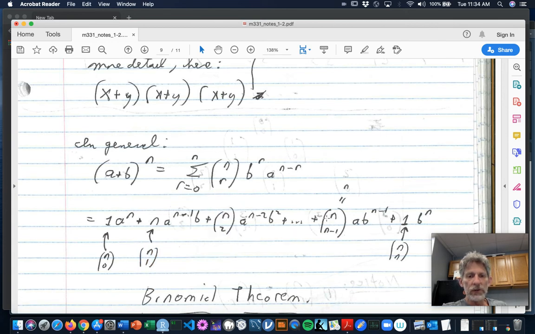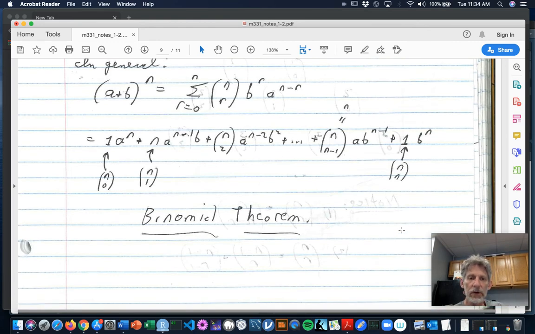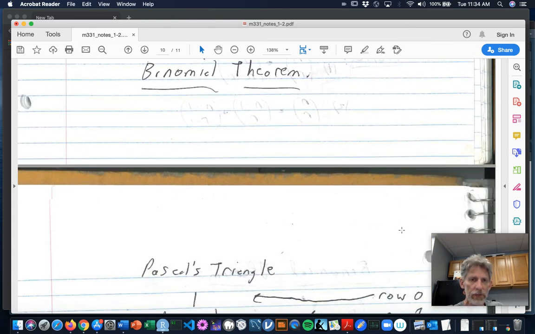n choose 2 for 2 b's, all the way up to n choose n minus 1 for the n minus 1 b's in the next to the last term. And then for b to the n, there's a 1 in front because there's one way to choose all n to pick a b from. That could be proved more rigorously with mathematical induction. You might have done it if you took discrete math. But I think this is a pretty convincing argument for the binomial theorem.